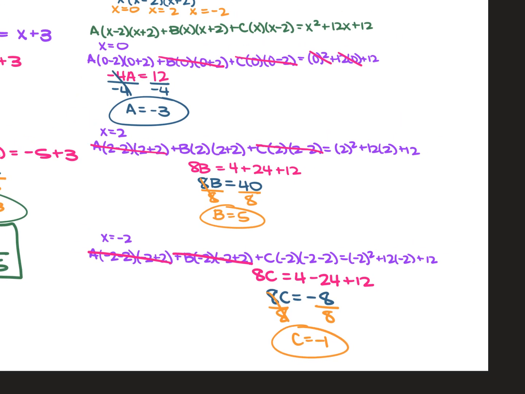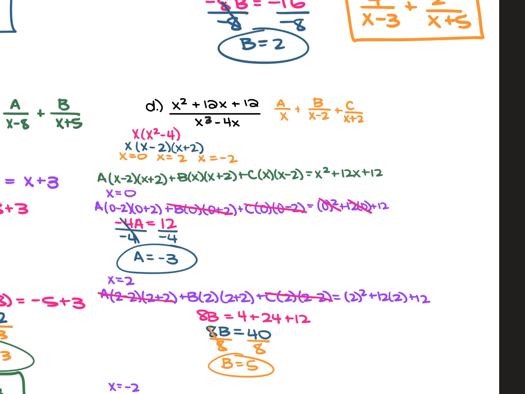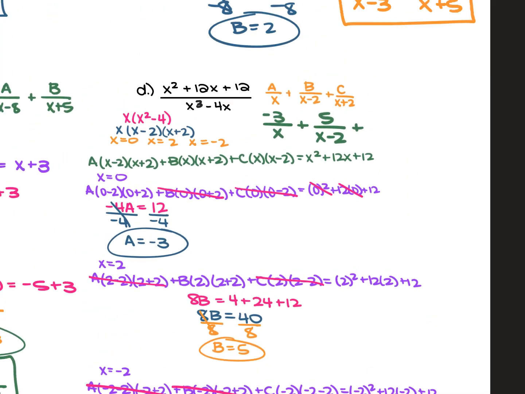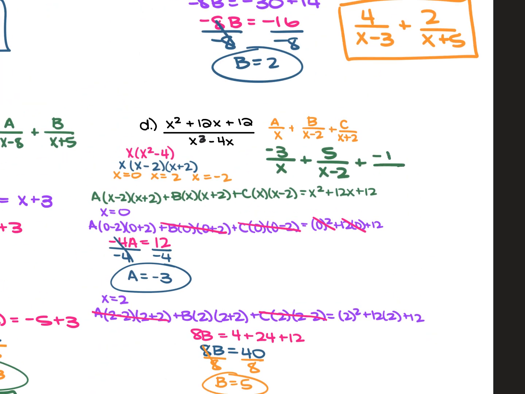So you have an a of negative 3, a b of 5, and a c of negative 1. That means when you plug these values in, you're going to have negative 3 over x plus 5 over x minus 2 plus negative 1 over x plus 2 for your answer.